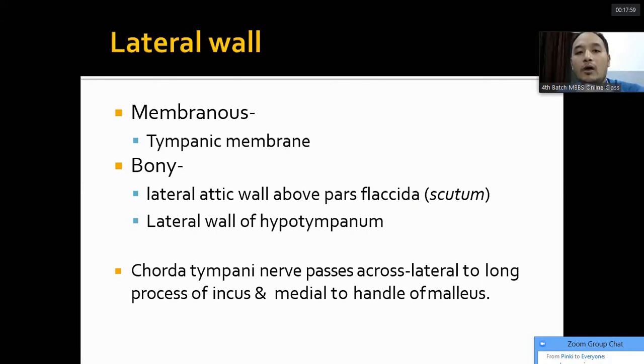This is the simplified picture for explaining the walls of the middle ear. The lateral wall consists of the tympanic membrane, which forms the membranous part of the lateral wall, and the bony wall. The bony wall is formed by the lateral attic wall above the pars flaccida, also called the scutum, and the lateral wall of the hypotympanum. There is also a nerve, the chorda tympani, which crosses the lateral wall between the long process of the incus and the malleus, medial to the malleus.